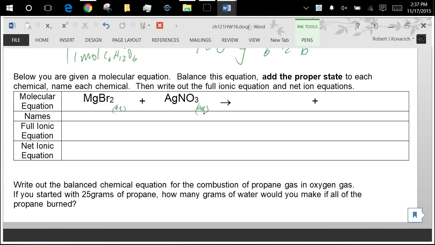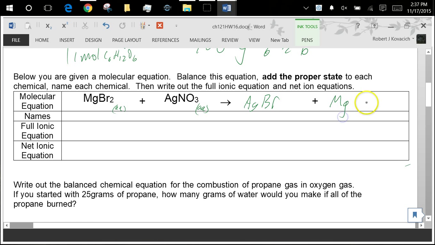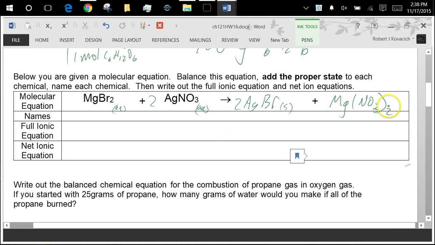Silver and bromide. So what's the formula? AgBr. Yep, AgBr. Okay, so then I'm going to need a 2 there and a 2 there. And then what's the state for this one? Solid, because of the silver, but the magnesium nitrate is going to be aqueous because of the nitrate.